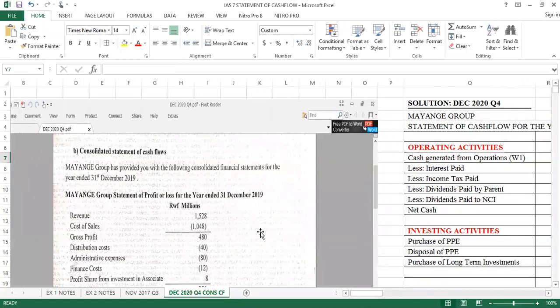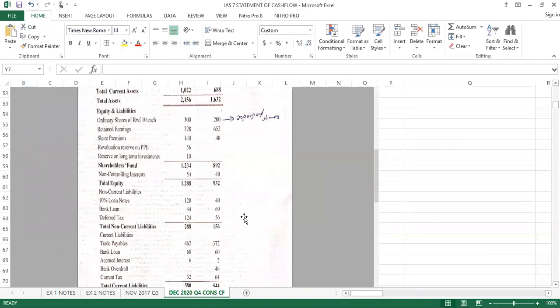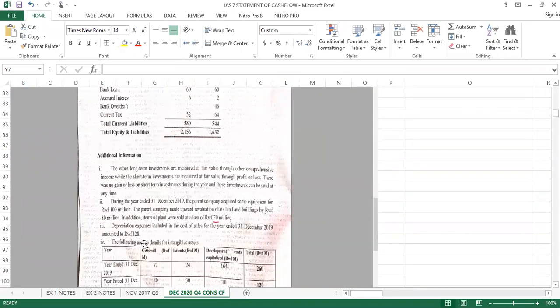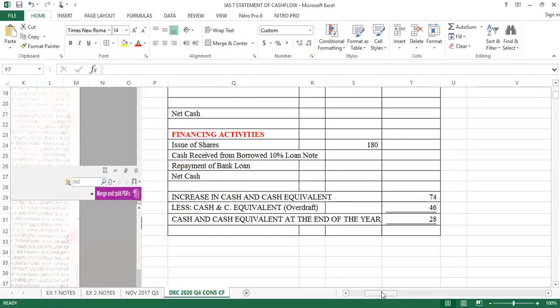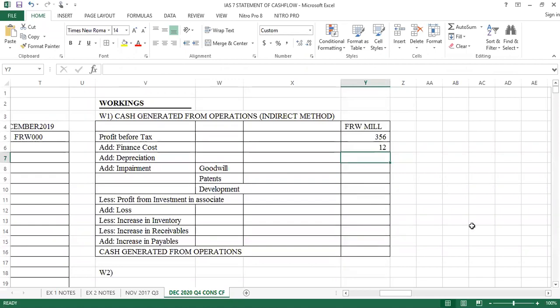Depreciation. This time we are very lucky we are not calculating it. I read it somewhere. Depreciation, where was it? Somebody to help me? Okay, additional information 3. Depreciation expenses in the cost of sales of the year ended 31st December was 128. So depreciation is 128. So add back 128. This one will require working.